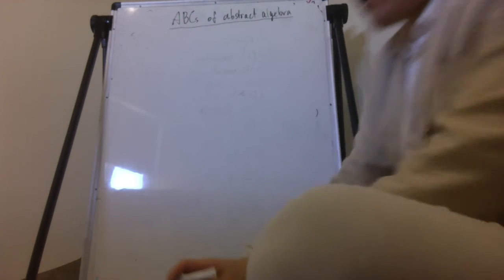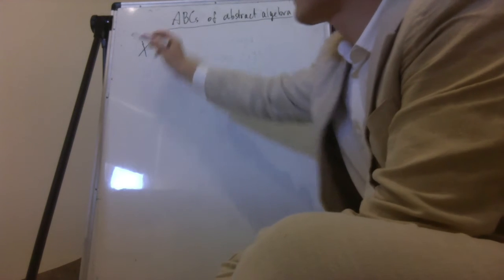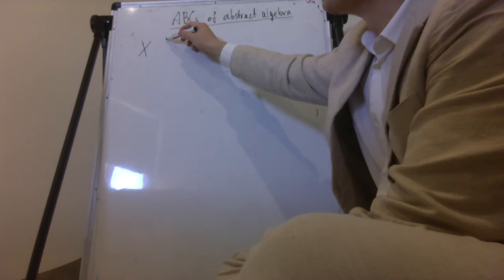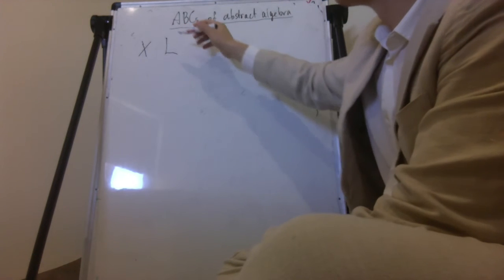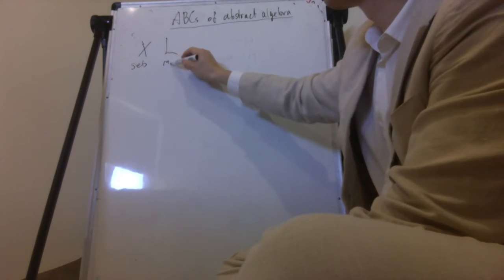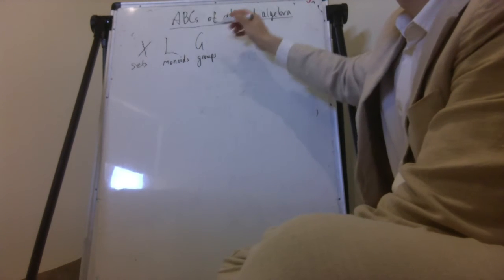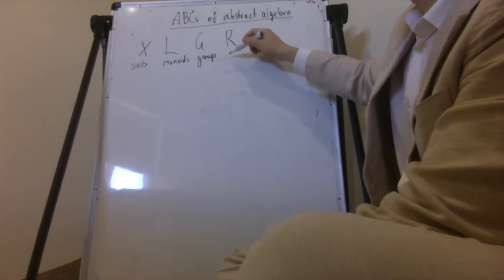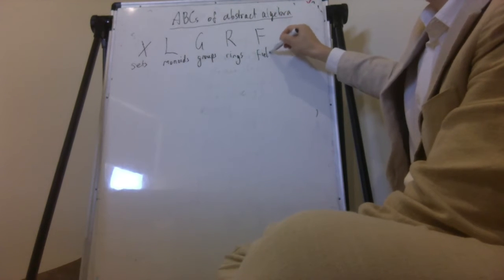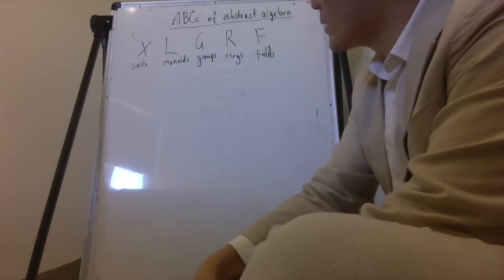Okay, so you've probably all heard of sets. So we have sets. For lack of a better letter, I'm going to use L for monoids, G for groups, R for rings, F for fields. Okay. I mean, these are some of the more common, basic structures.